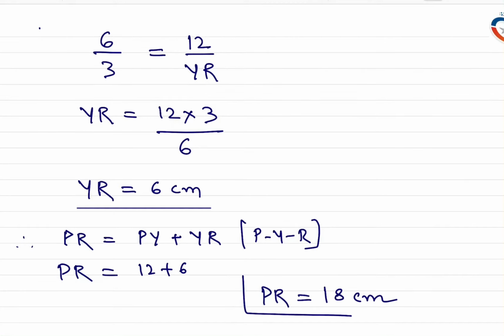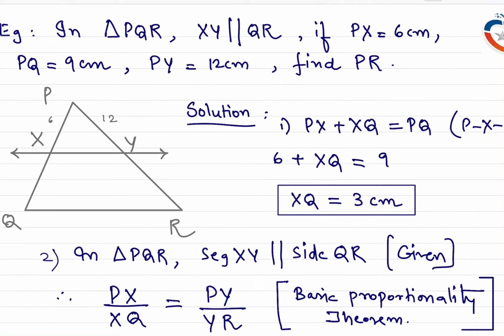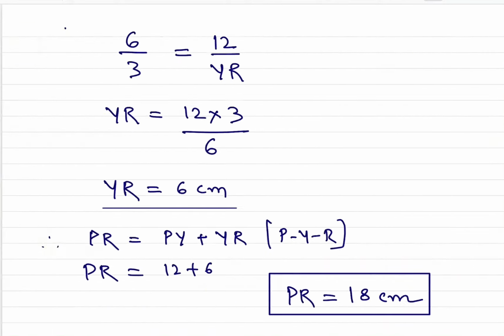Clear to all? So we have used basic proportionality theorem here because the given line is parallel to a side of a triangle and you had to find the value of the other side. Clear? So whenever a line is parallel to a side of a triangle, it always divides the other two sides in the same ratio. Clear? Now we learn the converse of this. We have to study the converse of basic proportionality theorem. So I'll explain the converse now.